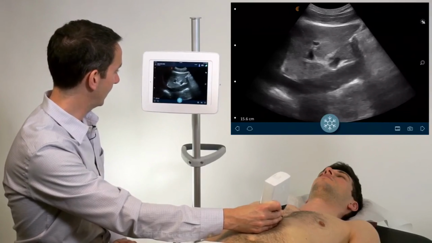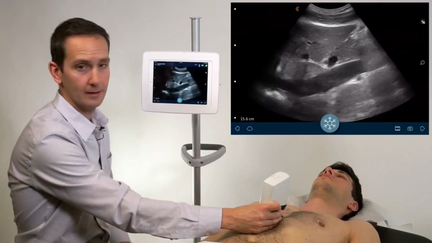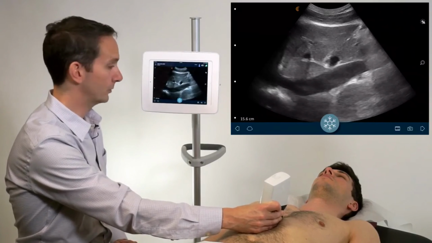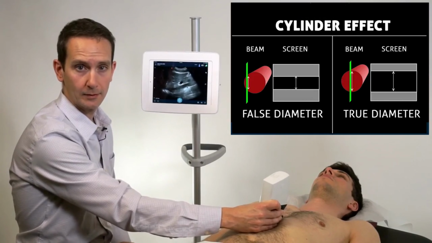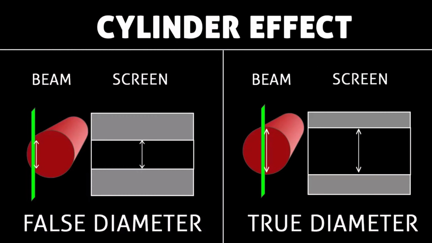The IVC can be mistakenly foreshortened in the long axis to give it the impression of being a flat IVC in what's called the cylinder effect. This happens when you're not in the true center of the vessel, but have brought the scanner off to one edge or the other edge of the longitudinal view.